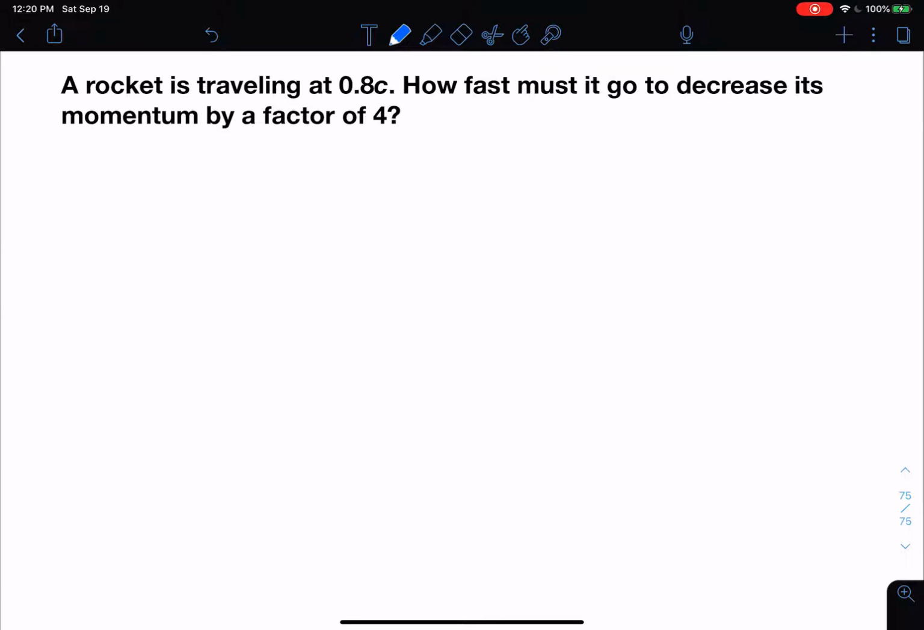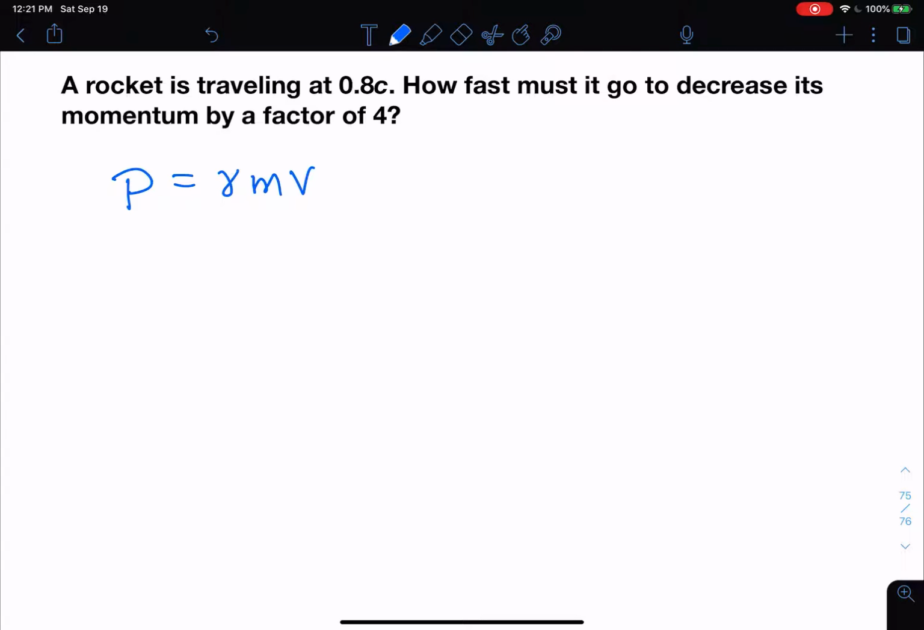A rocket is traveling at 0.8 c. How fast must it go to decrease its momentum by a factor of 4? Now, Einstein showed that the proper expression for momentum is actually gamma times mass times velocity.